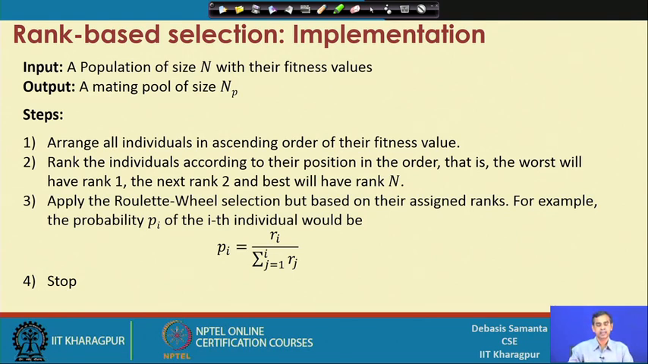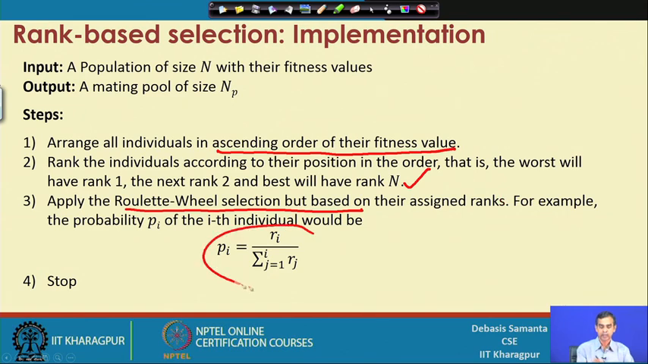For the implementation of this algorithm, we can explain it very briefly. The first step is to arrange all the individuals in ascending order of their fitness values. Then rank the individuals according to their position in the order, that is, the worst will have rank 1, the next rank 2, and so on up to the best. Once the rank is assigned, we follow the Roulette wheel selection, but based on their assigned rank value, which will be calculated like this.